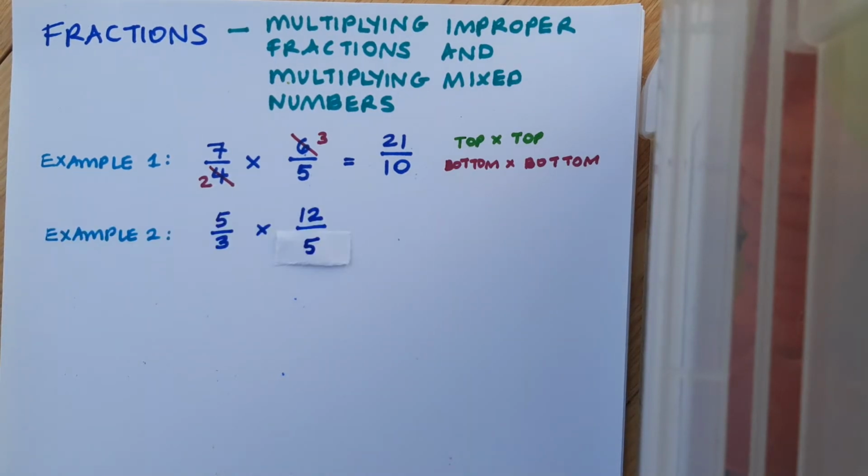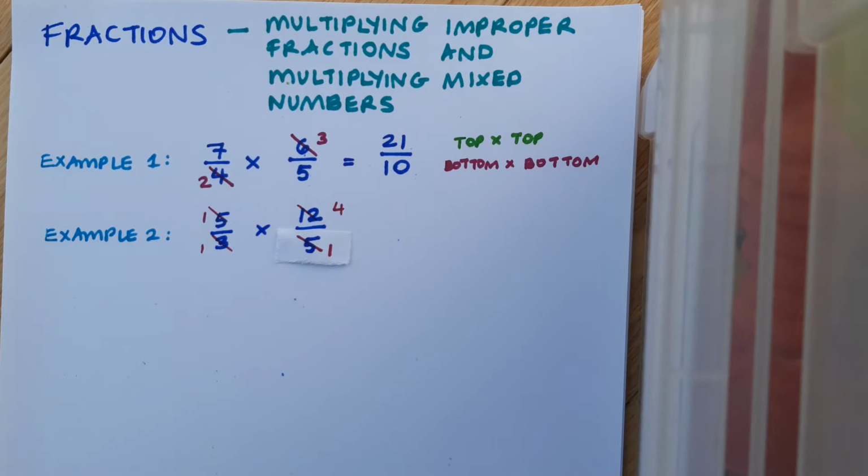Here's a second example. We've got 5 over 3 by 12 over 5. I'll check for cancelling opportunities first. So 5s are jumping out at me there as being an option. And 5 goes into 5 once. I can also cancel with the 3 and the 12. 3 into 3 goes once, and 3 into 12 goes 4 times. And now everything that I can cancel has been cancelled.